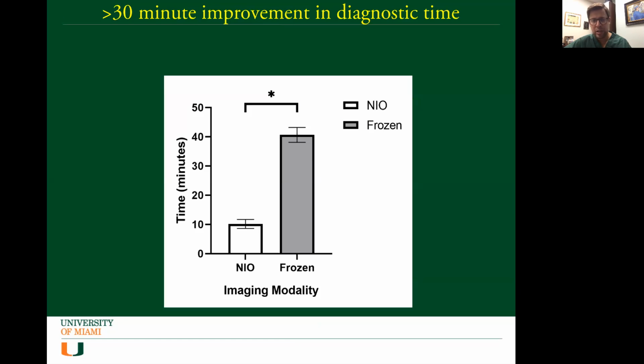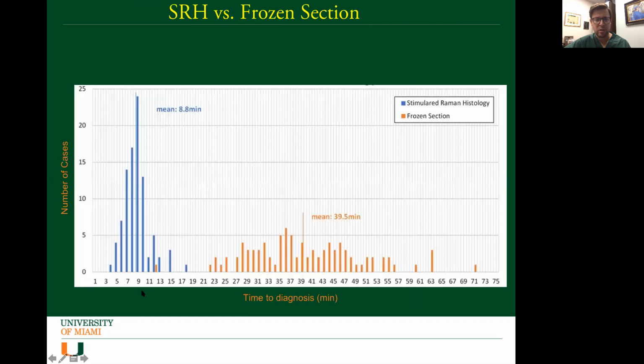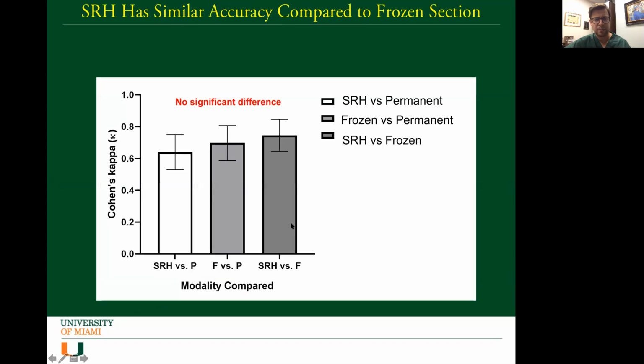There was no surprise that the Raman spectroscopy performed much, much faster in here. And if you look at the distribution, the mean time was about 8 minutes. And I could argue that that would actually be much lower, down to 3 minutes, if we were able to optimize the IT and the Wi-Fi and the technology in our hospital better. And here's the frozen time where we were at 39.5 minutes.